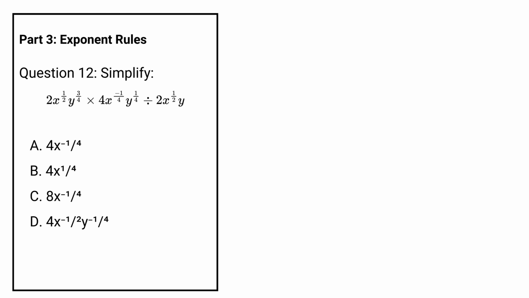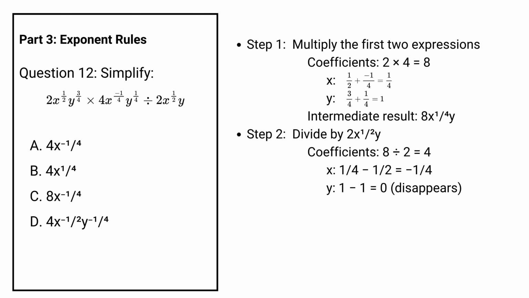Let's finish strong with a tough one. Simplify. 2x to the 1/2 y to the 3/4 times 4x to the negative 1/4 y to the 1/4, divided by 2x to the 1/2 y. Okay, multiply the first 2 terms. 2 times 4 equals 8. For x, add the exponents. 1/2 plus negative 1/4 equals 1/4. For y, add the exponents. 3/4 plus 1/4 equals 1. Now we have 8x to the 1/4 y. Next, divide by 2x to the 1/2 y.